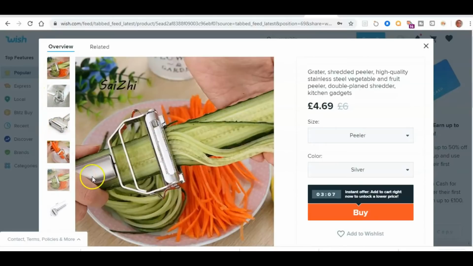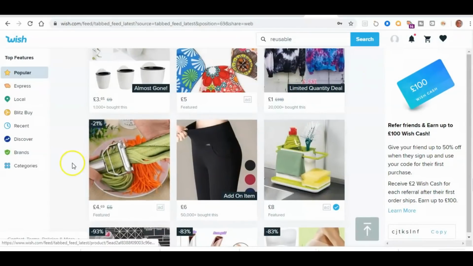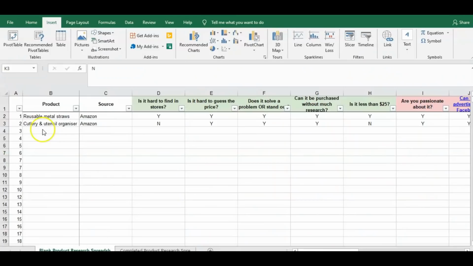So, I rather like this. I think this is something that may well be an impulse buy. It's originally £6. I wouldn't have known necessarily. I would have thought maybe it would be anything from £7 or £8 upwards. So I rather like that. So what shall we call that? We'll put that on our spreadsheet. So this is shredder peeler, and it's £4.69. So let's go ahead and add that to our spreadsheet.